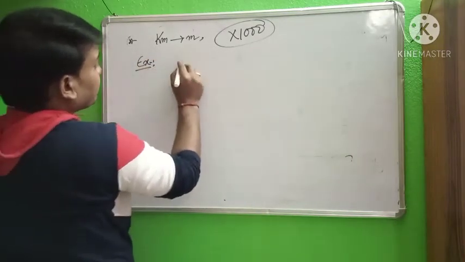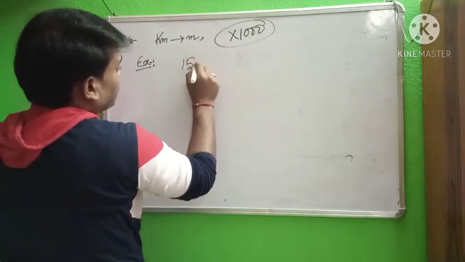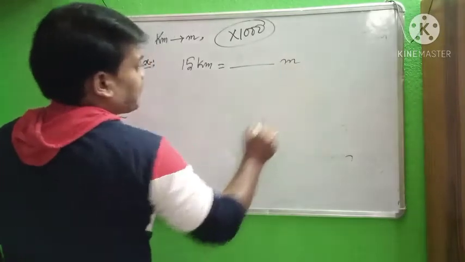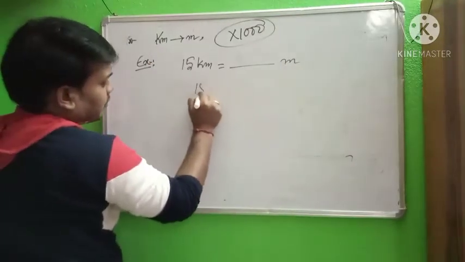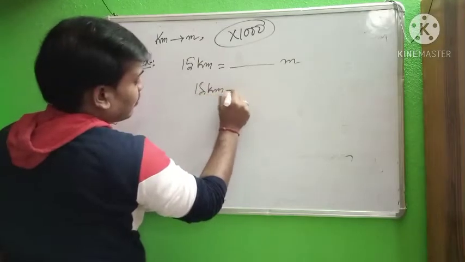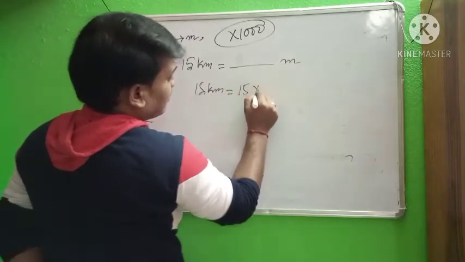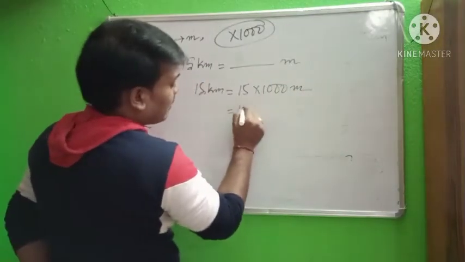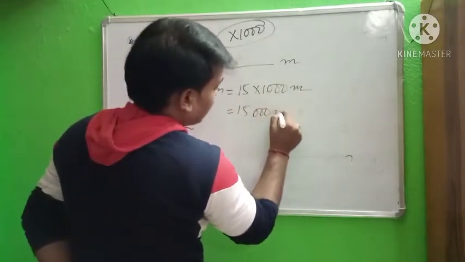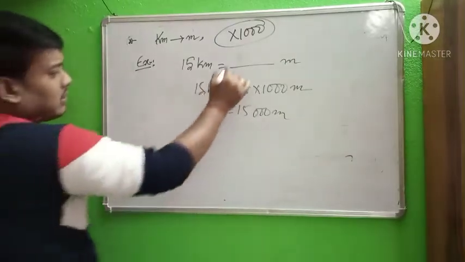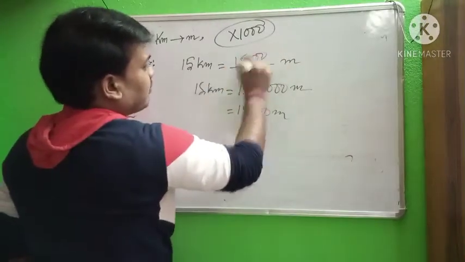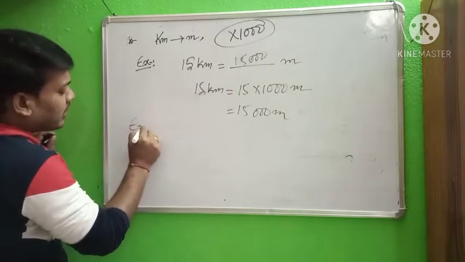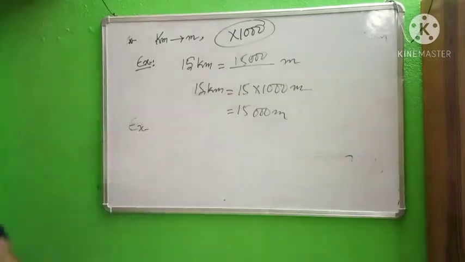Example 1, 15 kilometer equal to how many meter? As usual, kilometer to meter, we have to multiply it by 1000. So if we multiply it by 1000, then the answer becomes in meter. So 15000 meter. Okay. So what is the answer? 15000 meter.